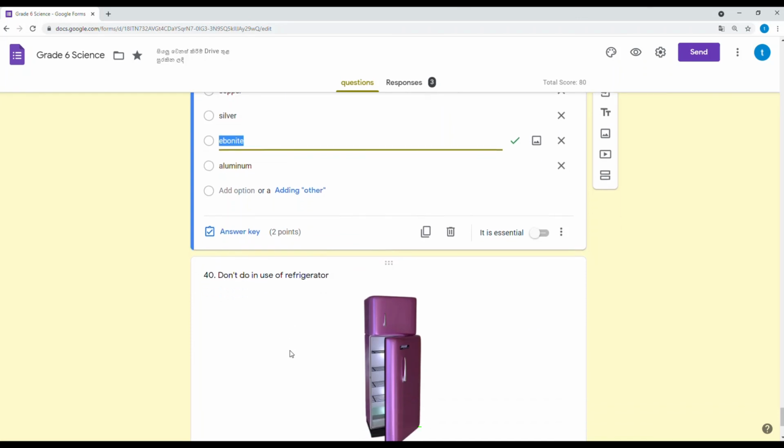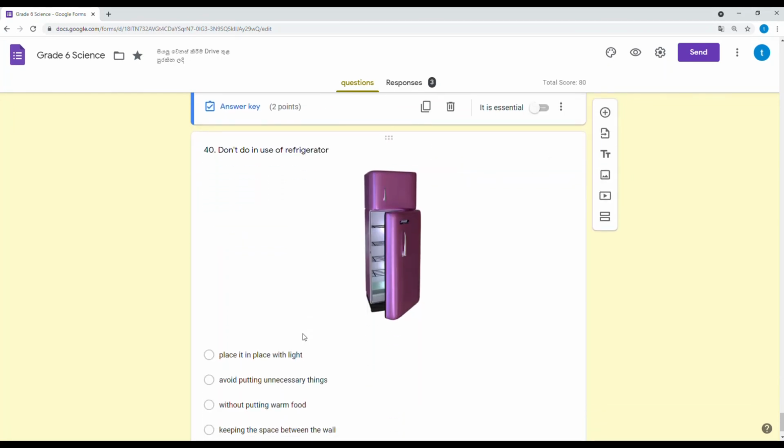Now last question. Don't do in use of refrigerator. That is very important action. That means we know at every time we try to save energy. If you save the energy, somehow we can contribute to the conservation of energy in the national grid. So here in my list, check the answers one by one.